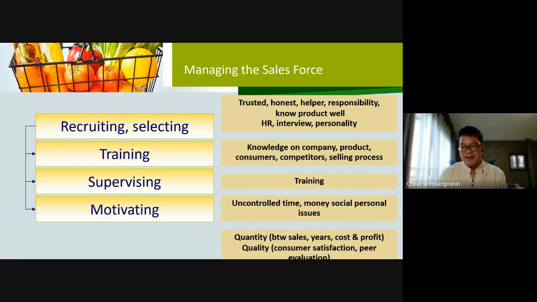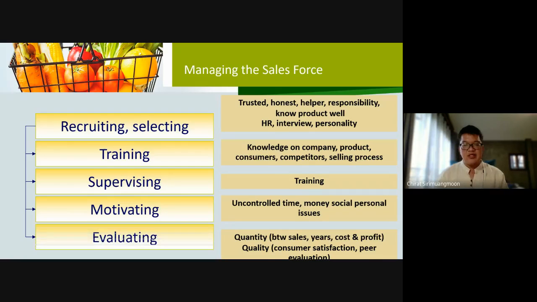Motivating. The bad thing about the sales job is that the time is not quite fixed or scheduled. The time is quite different. So they need to be ready all the time. Then sometimes they might have issues on money, social and personal. For the social, some people don't think the sales job is good. They look down on the sales job. And about personal, if you have a family, the sales job might not be good for you because you might not be available at the time that they want.